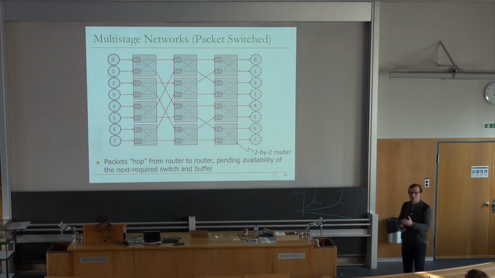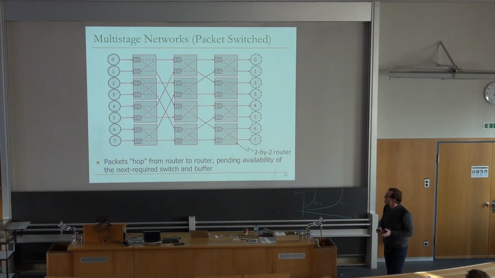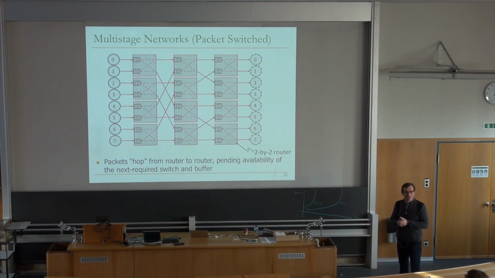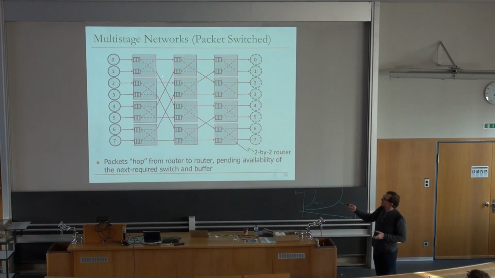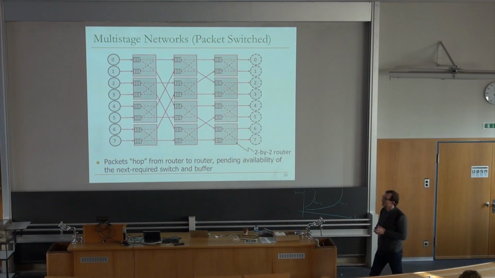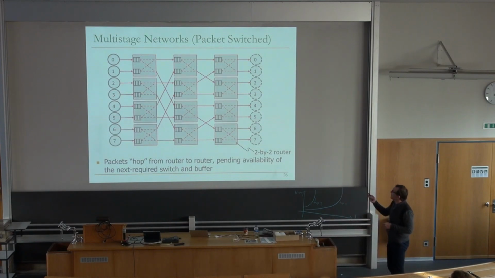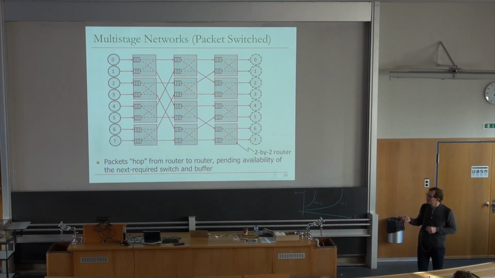The router needs to be able to dynamically switch every cycle. And also there's an efficiency problem, which is every cycle you need to make a switching decision. You need to decide which input port is connected to which output port. And that takes time, and that takes energy. So that's the fundamental trade-off between packet switching and circuit switching. In the next slide, we're going to go into a little bit more detail.